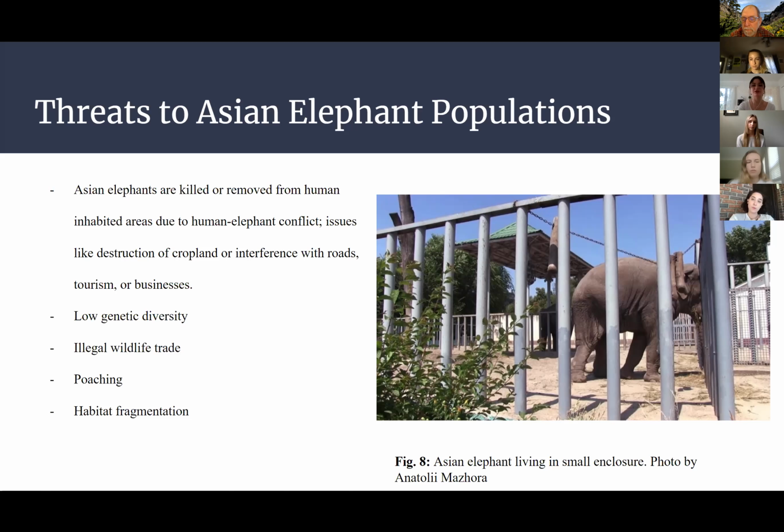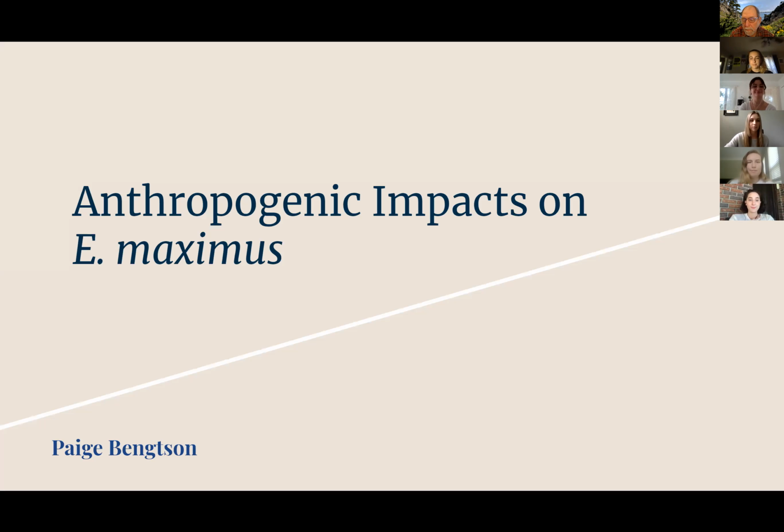other factors that have caused the Asian elephant populations to drastically decrease and have caused the species to become more endangered over the years are low genetic diversity, illegal wildlife trade, poaching, and habitat fragmentation. And that's what I have.